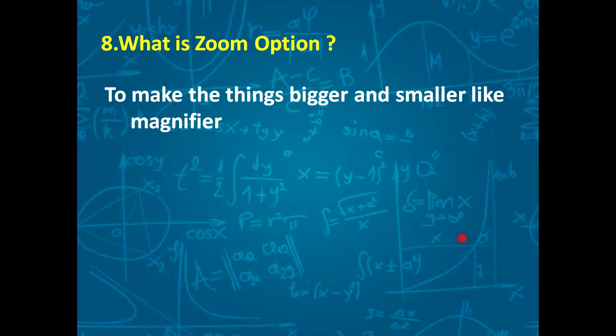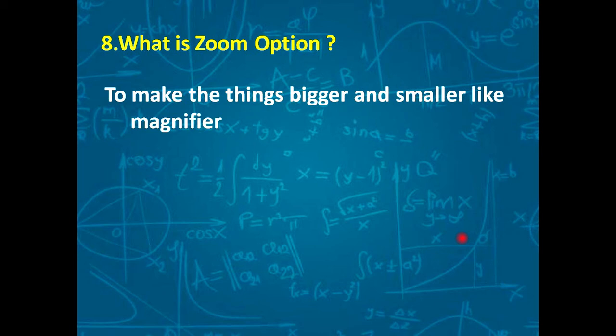What is the zoom option? As you know very well, zoom is always used to make things bigger and smaller. Zoom in and out, we have two options. By zooming in, you can maximize the objects, and you can minimize them. Minimize means to make the size shorter or smaller by using zoom out, or you can adjust the normal size as well. So here is the definition: to make things bigger and smaller, like a magnifier.